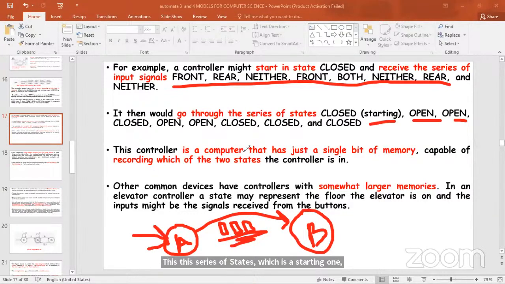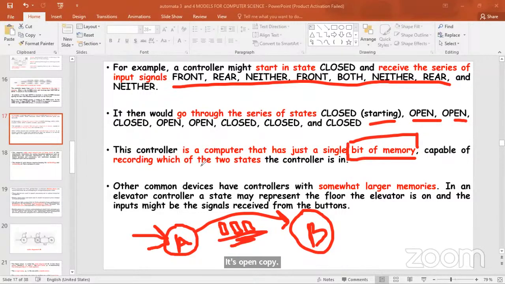A controller is a computer that has just a single bit of memory. So what are we abstracting here? We're abstracting the memory of a computer, just to remember, okay, I'm in state open, I'm in state closed, capable of recording which of the two states the controller is in. Other common devices have controllers with somewhat larger memories. For instance, in an elevator, if you go to the Senate building, in an elevator controller, a state may represent the floor.